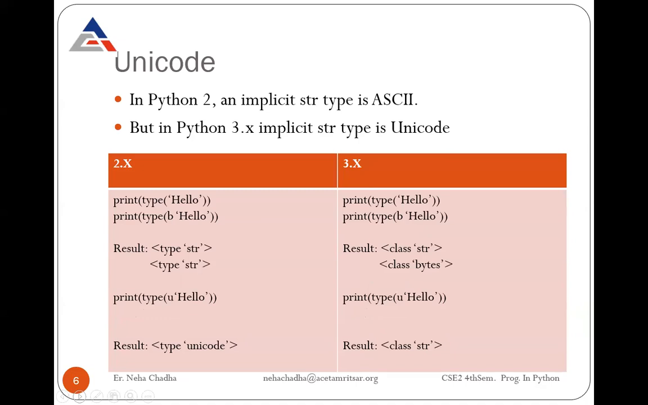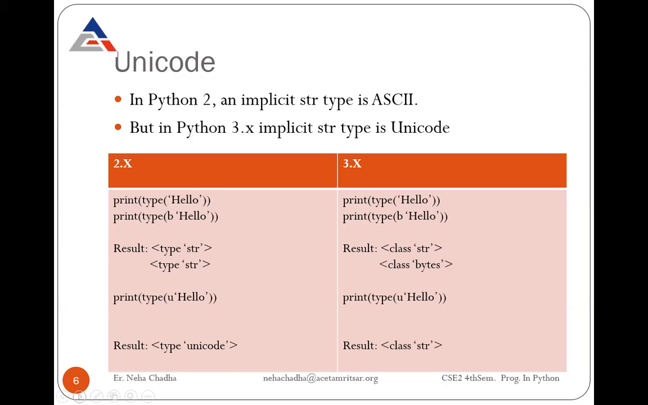Basically, what is Unicode? You are clear about ASCII characters. ASCII uses 8 bits. 8 bits means 1 byte. And how many combinations are available? That is 2 raised to the power 8, since the value of an ASCII character is 1 byte, that is 8 bits. The answer is 256 combinations are available in ASCII characters.